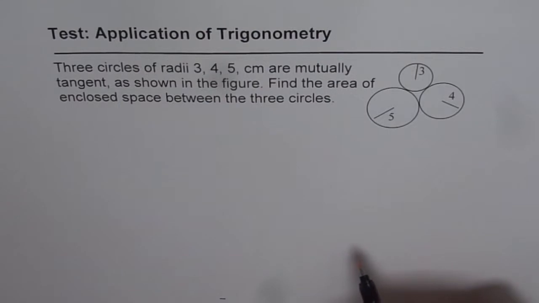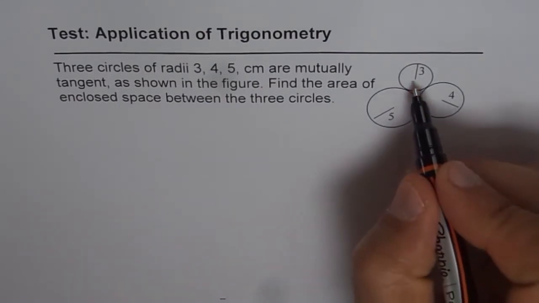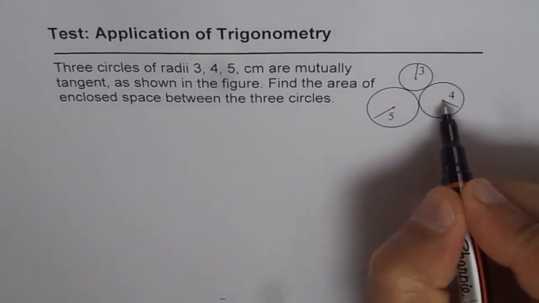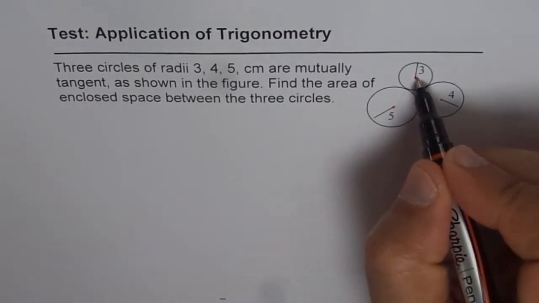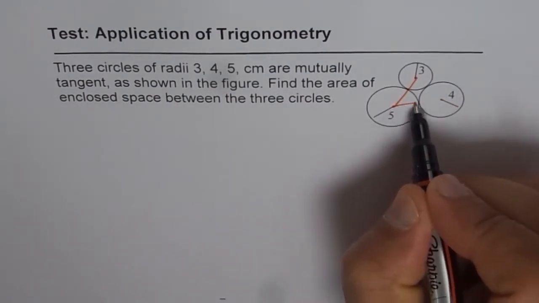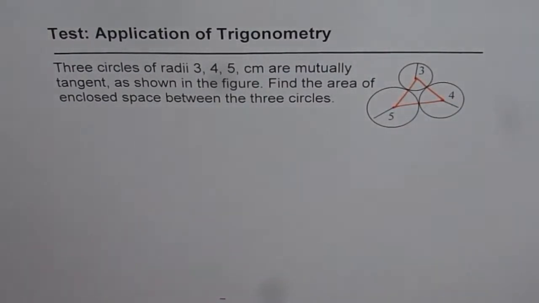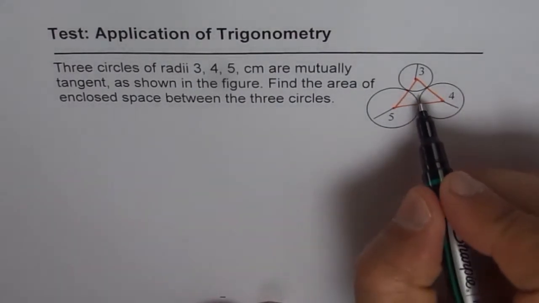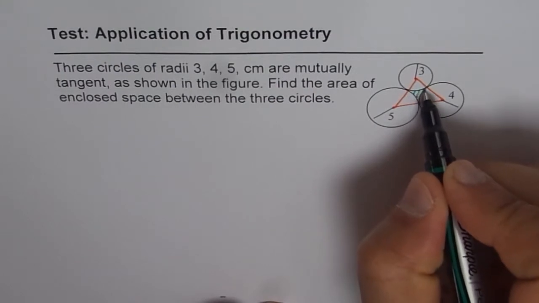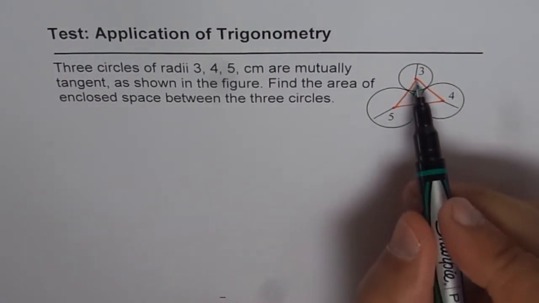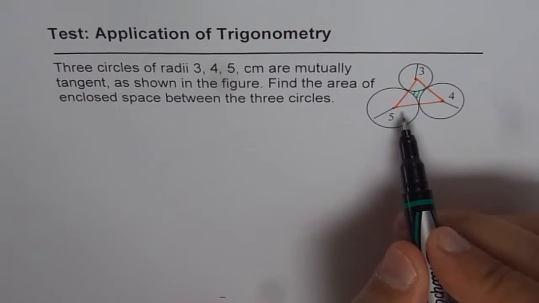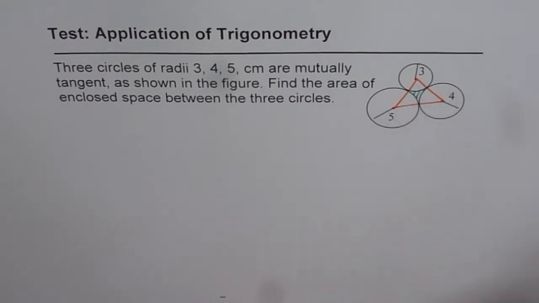Well, to solve this problem, we should connect the centers of these three circles. When we connect the centers, we get a triangle. Now to get the area of the enclosed space, we need to find the area of the triangle and take away the area of these three sectors. If we do that, we get the area of the enclosed space, right?